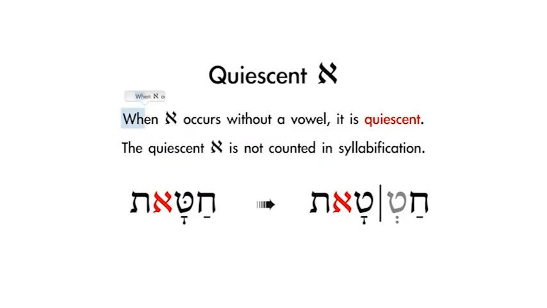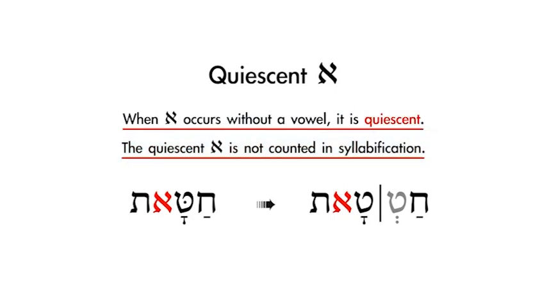Now we come to the topic of the quiescent aleph. You already know that the aleph is silent in Hebrew. But when the aleph occurs without a vowel underneath it or over it in case of the holem, it is termed quiescent. The quiescent aleph is not counted in syllabification. So if we look at our example below, the word for sin, chatath, we see that there is an aleph in red that has no vowel under it.